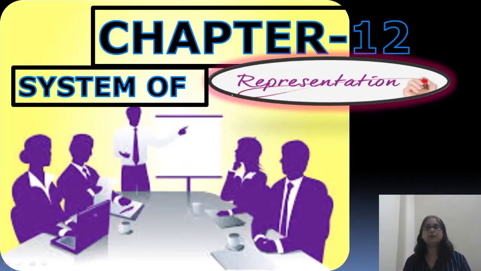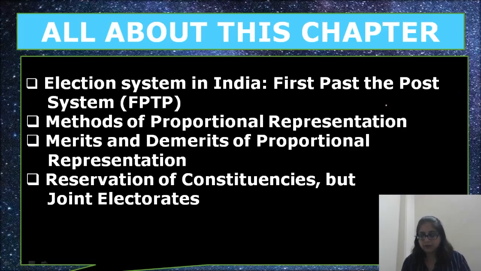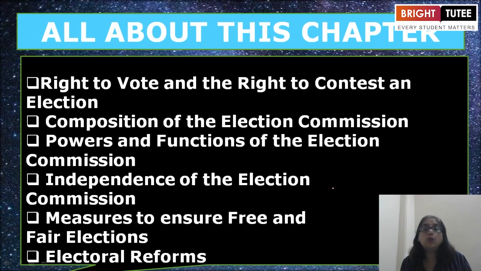Once again, I'm here with you all, chapter number 12, System of Representation. All about this chapter is, like, the first one is Election System in India. First part, the first past the post system, FPTP. Methods of proportional representation, merits and demerits of proportional representation, reservation of constituencies by joint electorates, right to vote and the right to contest an election, composition of the Election Commission, powers and functions of the Election Commission, independence of the Election Commission, measures to ensure free and fair elections, and electoral reform.